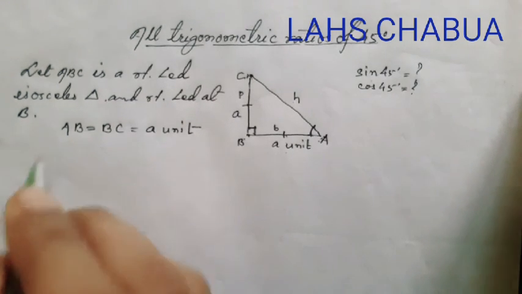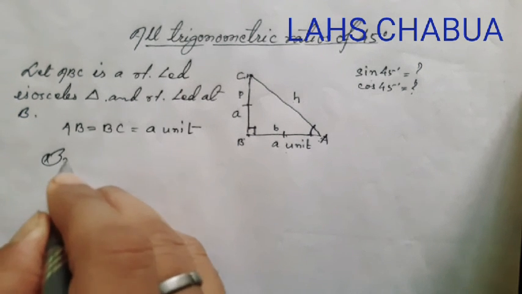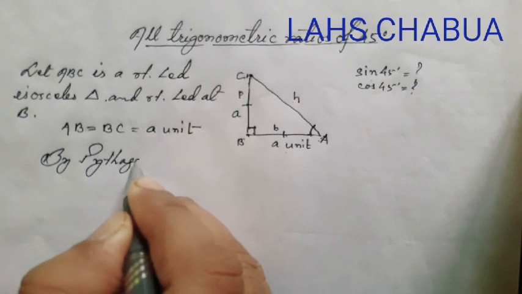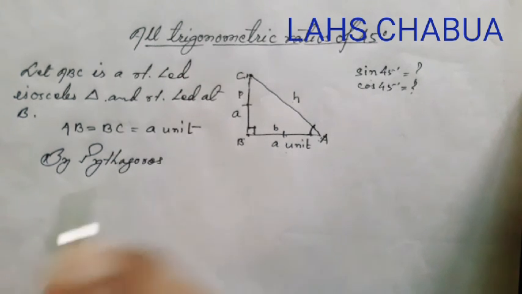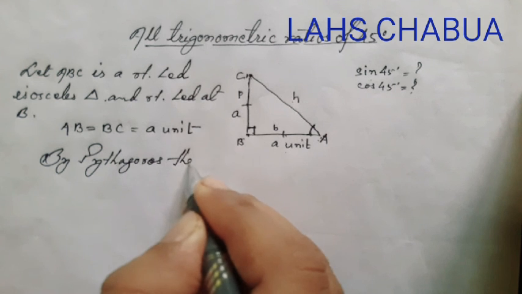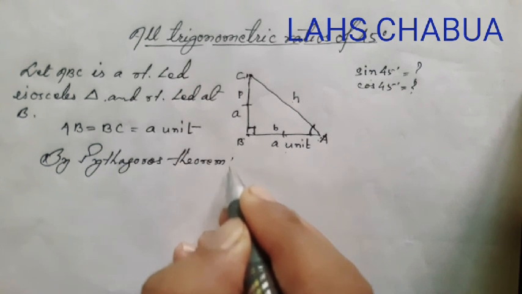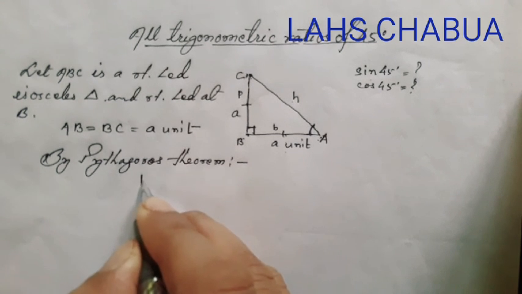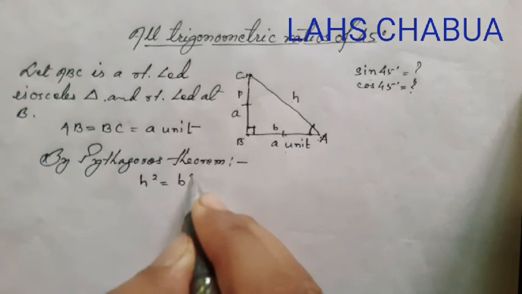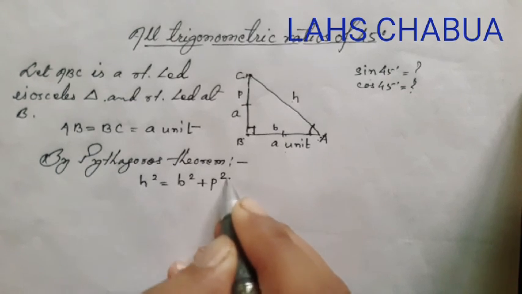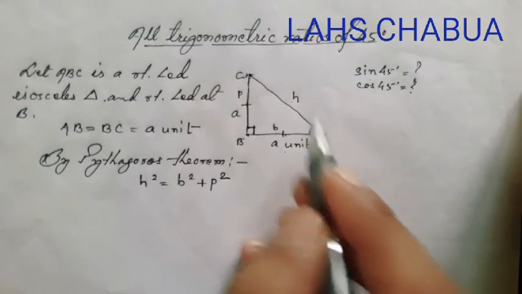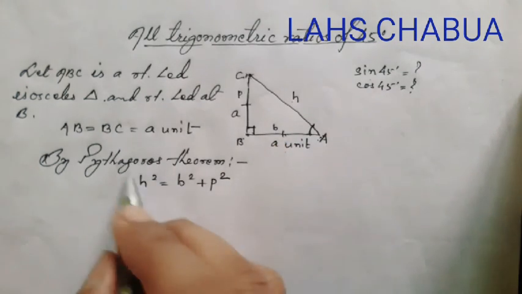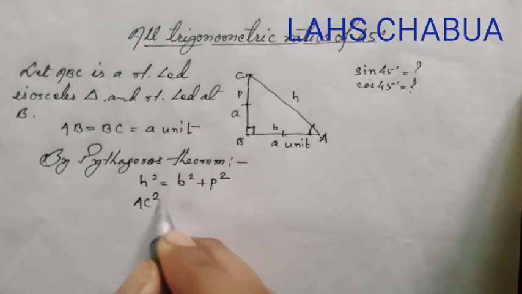So by Pythagoras theorem, as you know, hypotenuse square equals base square plus perpendicular square. What is the name of this hypotenuse? You can see this is our hypotenuse AC. So in this place we are going to write AC square.